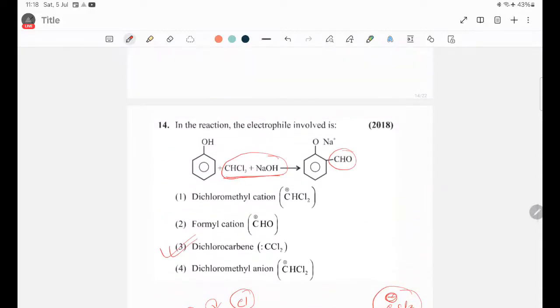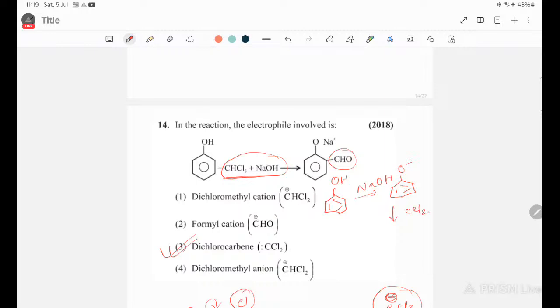Now I will tell you how this product is being formed by the mechanistic part, though it is not part of the question, but it may come later. So that's why I want to give you the mechanistic part, how it is being converted into aldehyde. Now if this is OH, in presence of NaOH, it will be converted into O minus, right?